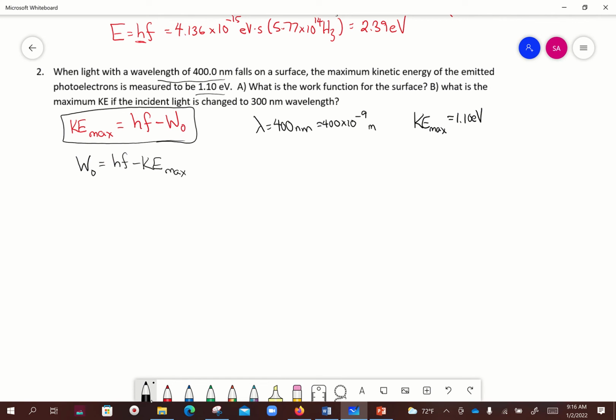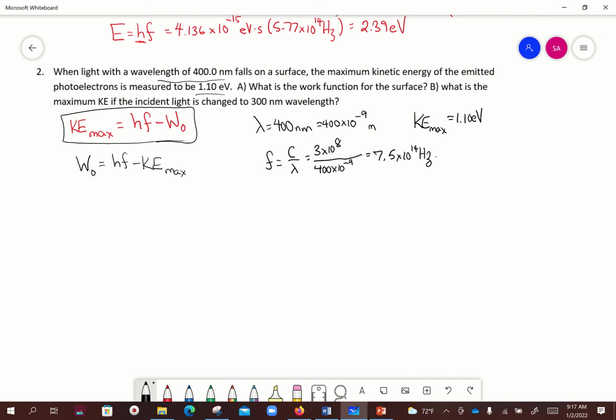To do this, I'm going to have to find the frequency. To get the frequency, I'll do the same thing that I did in question 1. So frequency is c over lambda: 3 times 10 to the 8 for c, 400 times 10 to the minus 9 for my lambda, and I get 7.5 times 10 to the 14 hertz.